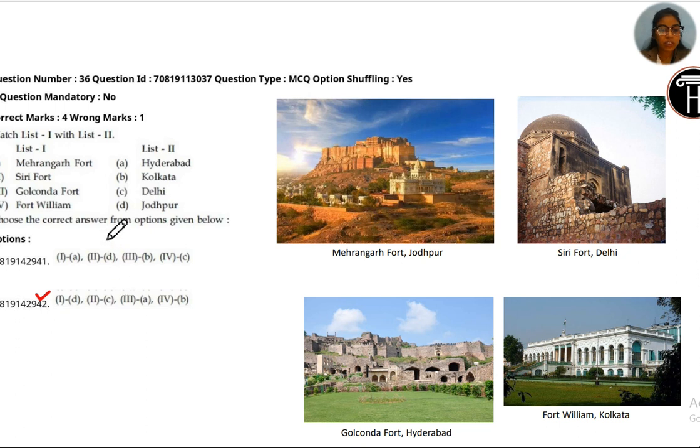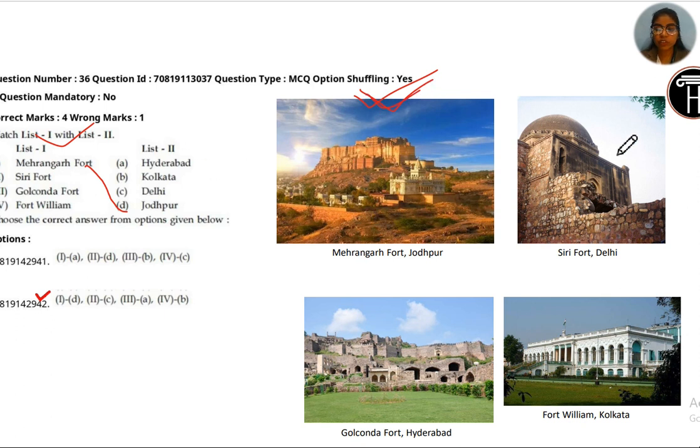So the Mehrangarh Fort is in Jodhpur. This is the image of the Mehrangarh Fort. Please look at the image very carefully, because the question may give you Mehrangarh Fort or Fort William in your left hand side column, and on the right hand side they might give you the images of those structures or buildings. So this is your Mehrangarh Fort.